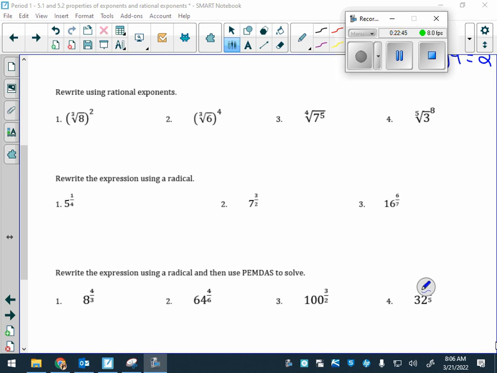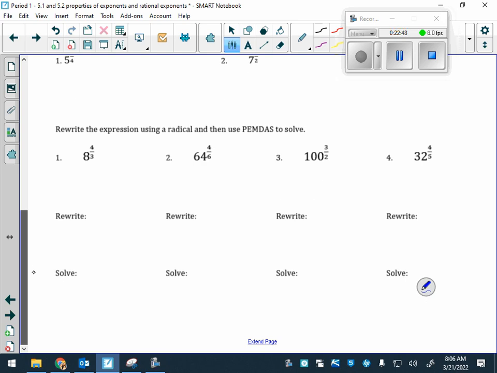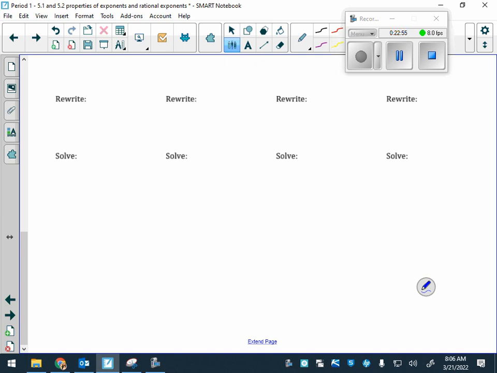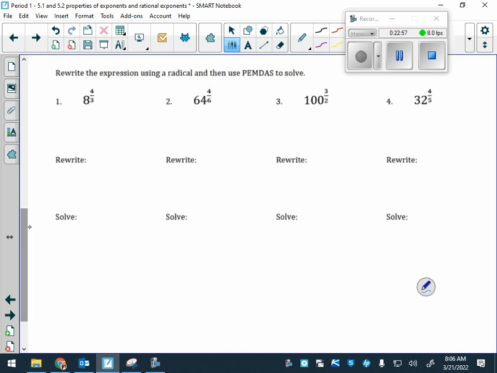Okay. Now if we look at the bottom of the page, we are going to rewrite, then solve. Okay? We're going to rewrite, then solve. So, how would I rewrite 8 to the 4/3? How would I rewrite that? What's my root and what's my exponent? Hannah? Perfect. The cube root of 8.